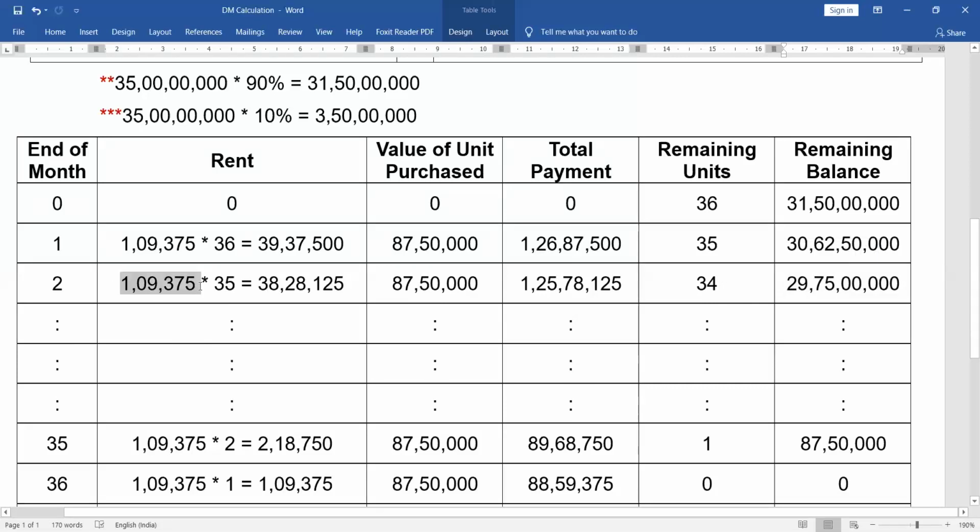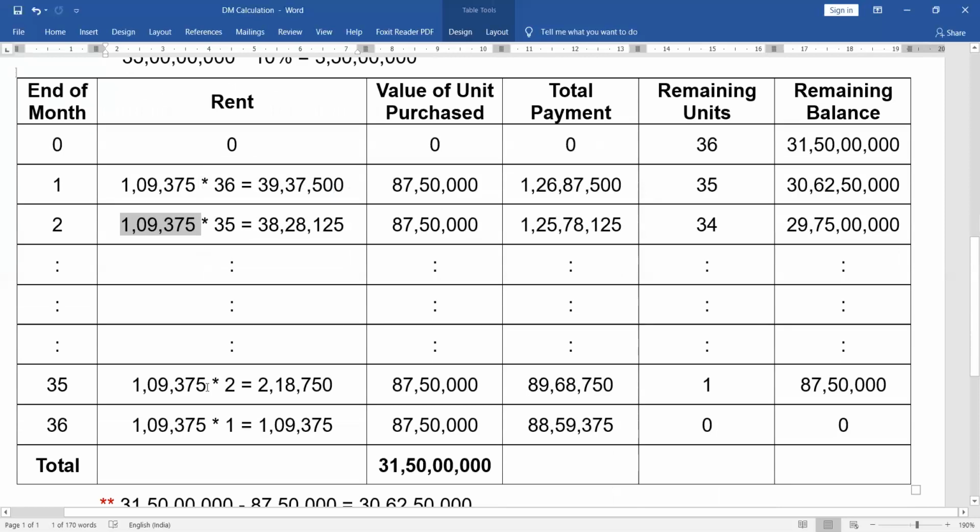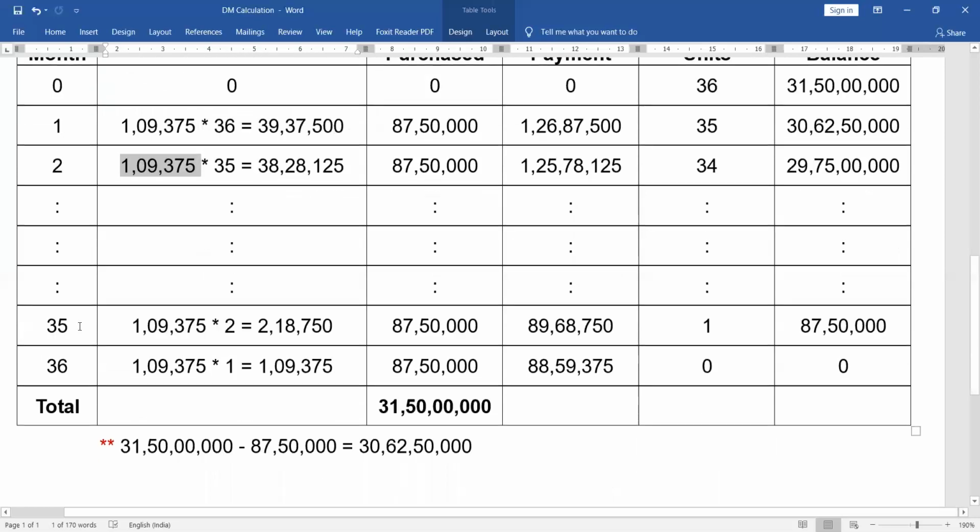The rent will be there, and we will multiply by 34, and we will get whatever the amount will be. Then the customer will purchase 1 unit, and he has to pay 87,50,000. Then the total payment will be there. Here 33 units will be left, and then the balance will be calculated. So this will continue until, let us see, the customer has purchased 34 units already.